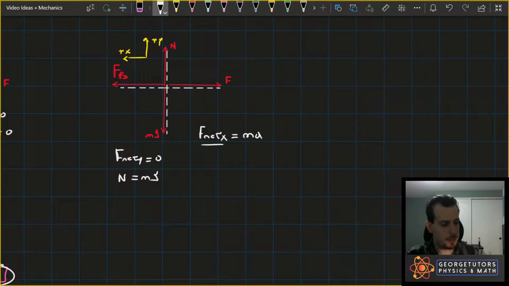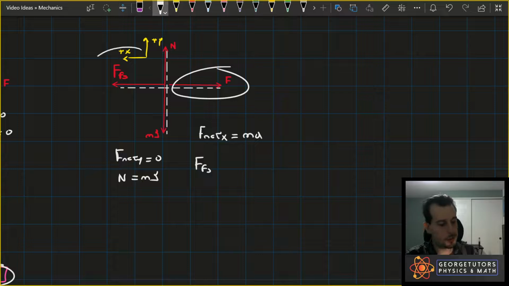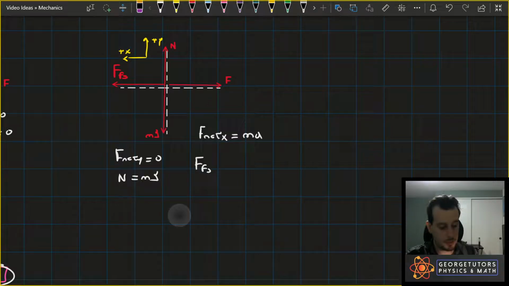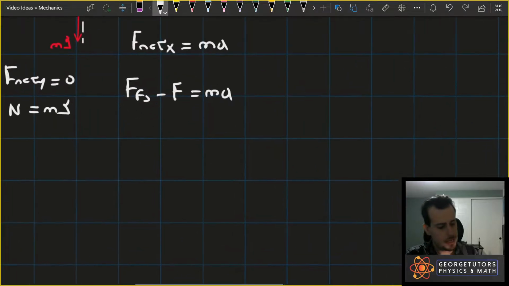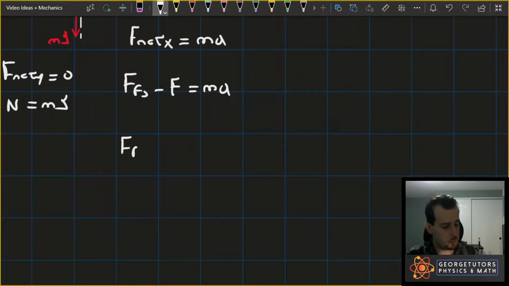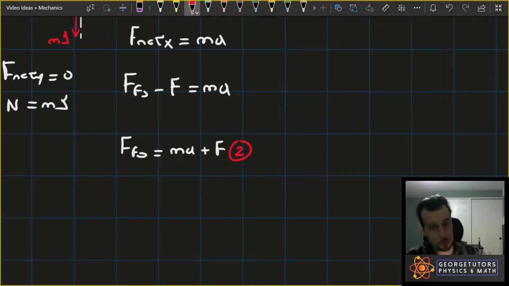And then the net force in the x, we see that the friction now is going to be positive. And it's going to be this force that is going to be negative this time. Okay, so this is equal to ma. And then I can isolate for friction one more time here. So I'll have ma plus f this time around. This is going to be my equation 2.